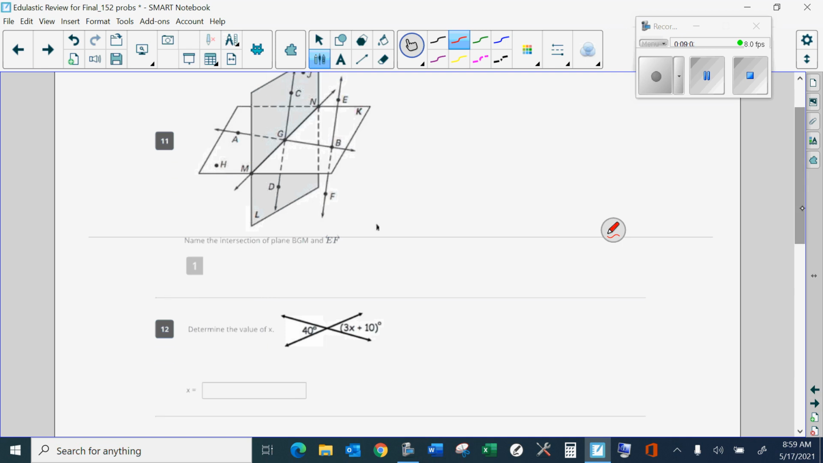Okay, name the intersection of plane BGM. Plane BGM is this one, and line EF, which is this one. So it intersects right there at point B.